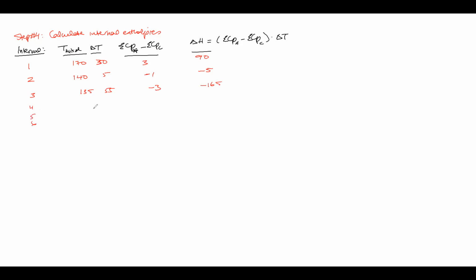4, 5, 6. I'm just going to fill them in. You can double check these numbers; they should be correct. 80, 50, 30. This is 30, 20, 10. This is 2, minus 1, 1. And this is 60, minus 20, 10. Okay, so I have all my delta H's. I have everything.